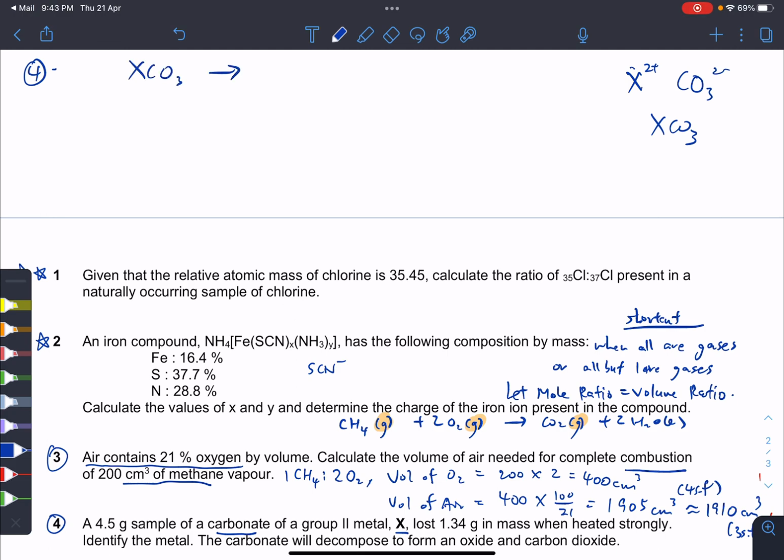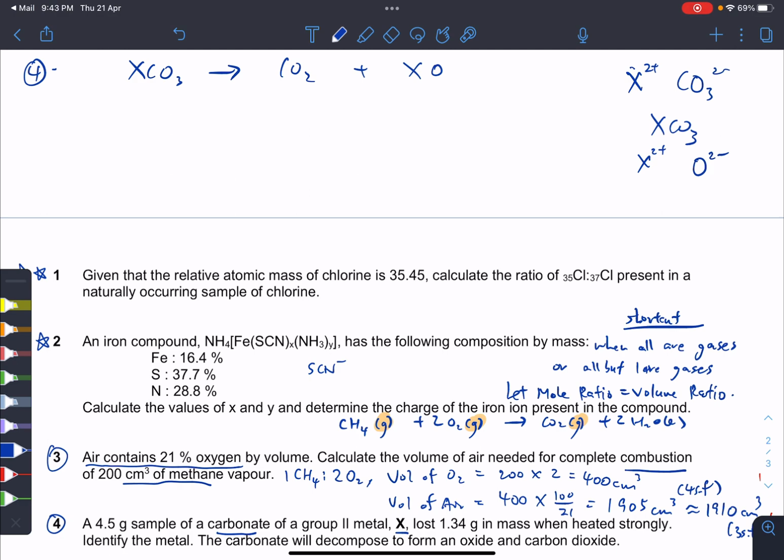Decompose means you don't need to add anything. It literally breaks down to form the oxide and CO2. The oxide of X 2 plus is O 2 minus, so XO. Then is the equation balanced? It's balanced. So first step, done.